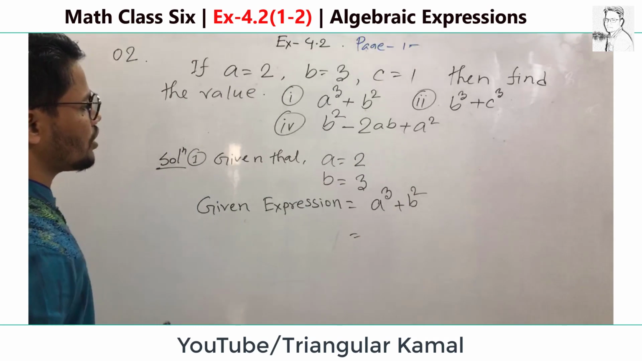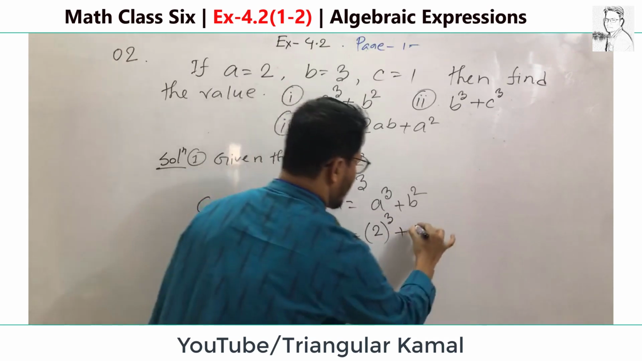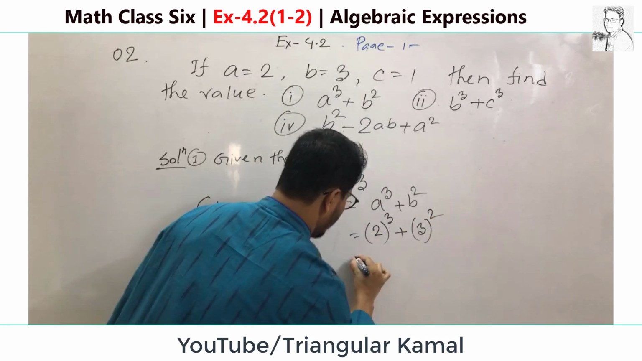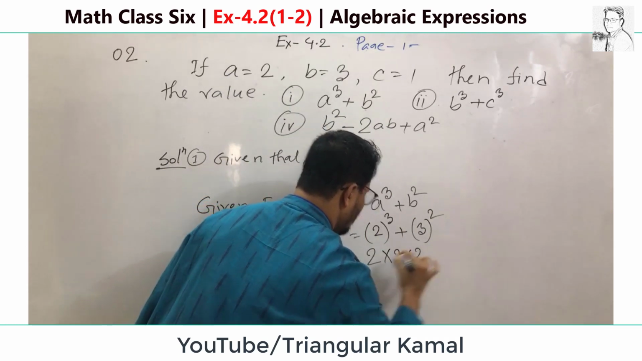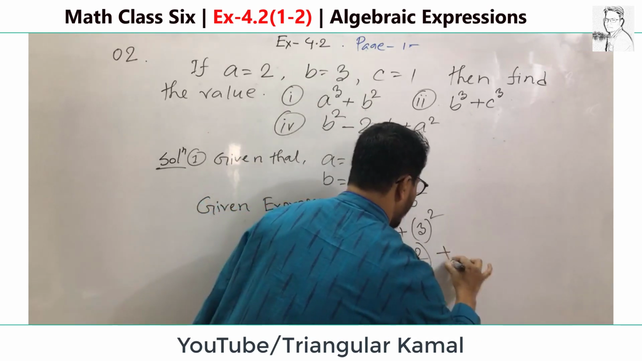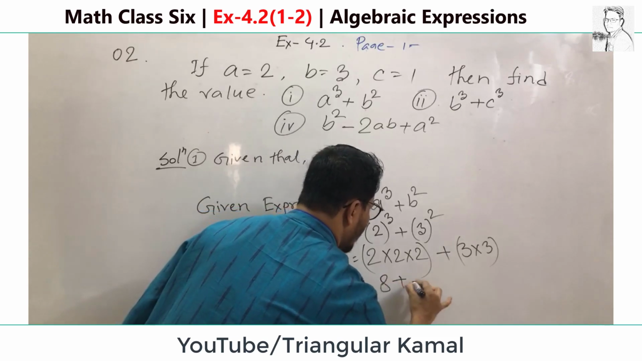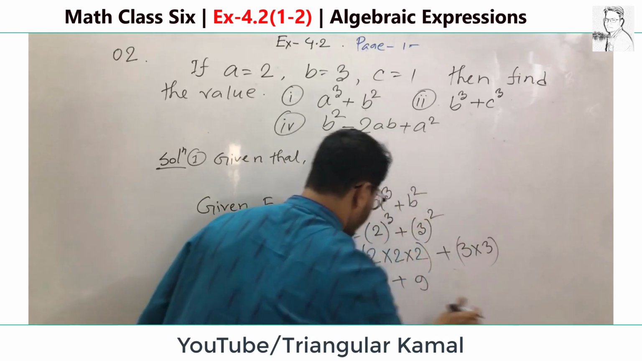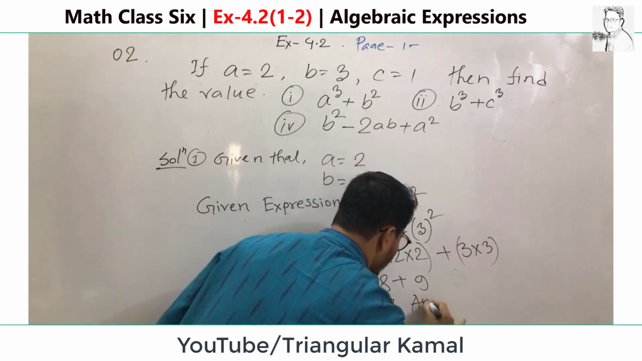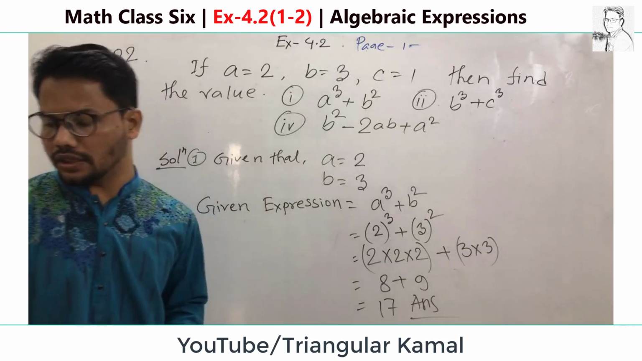Given expression, the first one A cube, that means 2 cube, plus B square, then 3 square. This is 2 cube, that is 2 multiplied by 2 multiplied by 2, plus 3 multiplied by 3. This is now 8 plus 9. The answer is 17. And this is our first question answer: 17. My dear students, please let me know if you have any question.